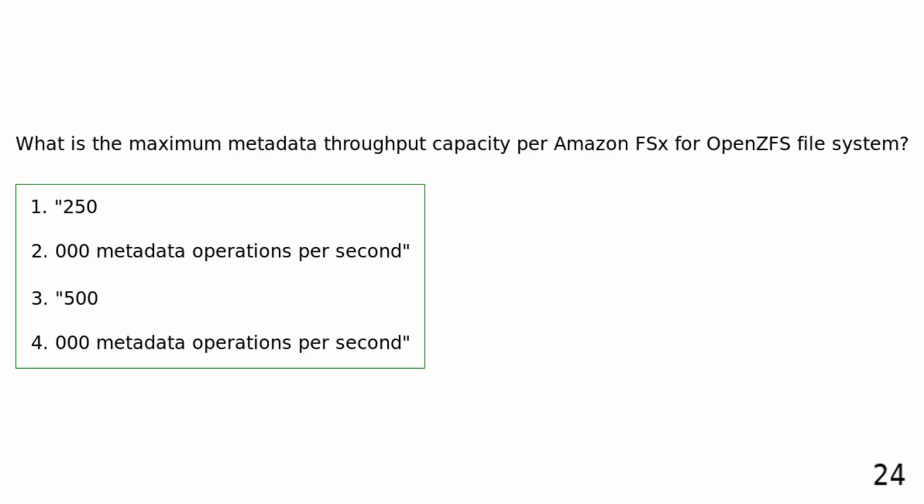What is the maximum metadata throughput capacity per Amazon FSx for OpenZFS file system? 250,000 metadata operations per second. 500,000 metadata operations per second. 750,000.